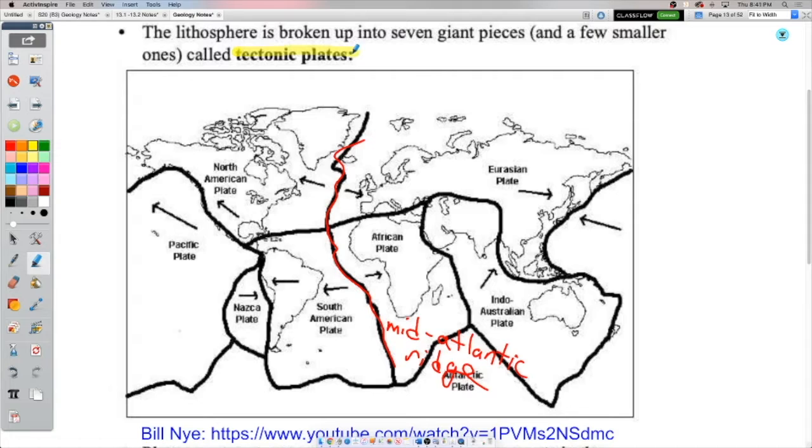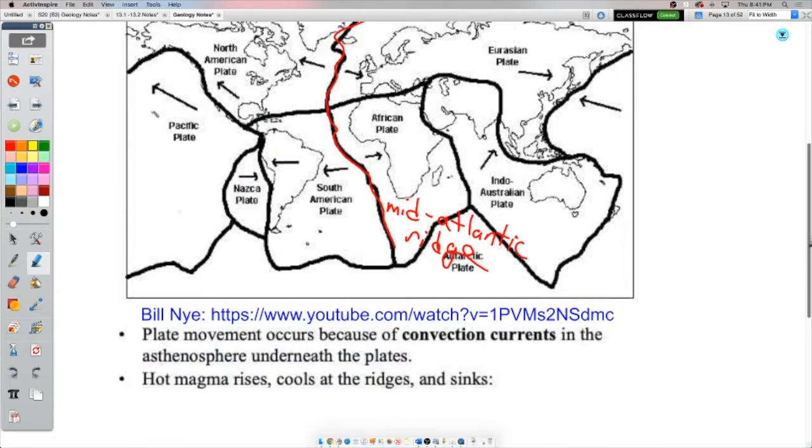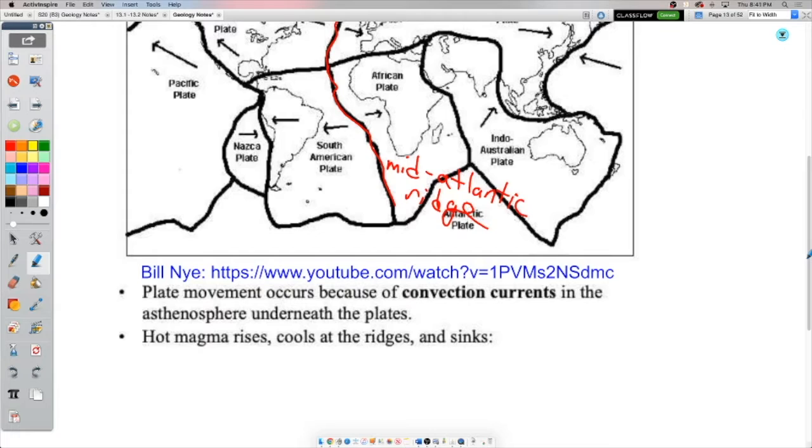Well, they're big flat pieces of the lithosphere. I mean, they're curved with the curvature of the Earth, obviously, but they're essentially just these big plates that are floating on top of the asthenosphere. So plate movement occurs because of convection currents in the asthenosphere underneath the plate. So what is a convection current?